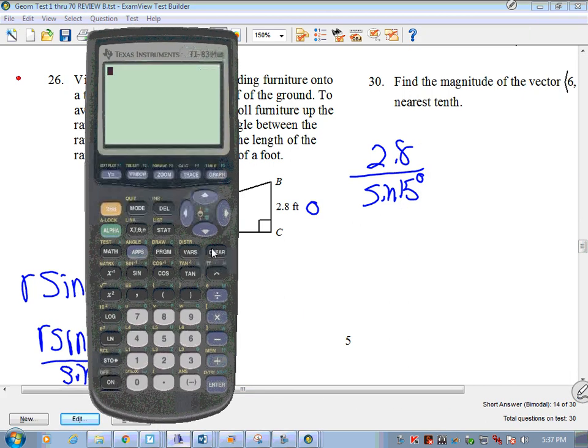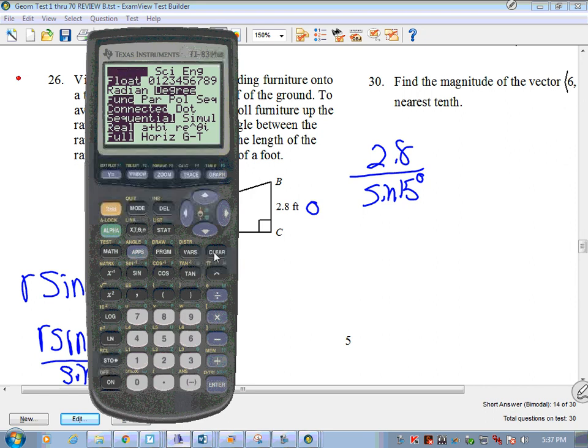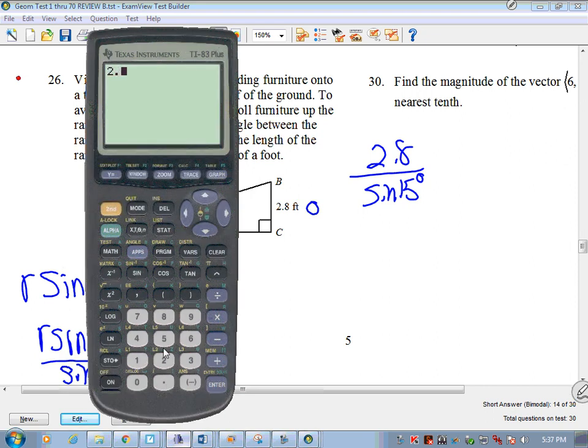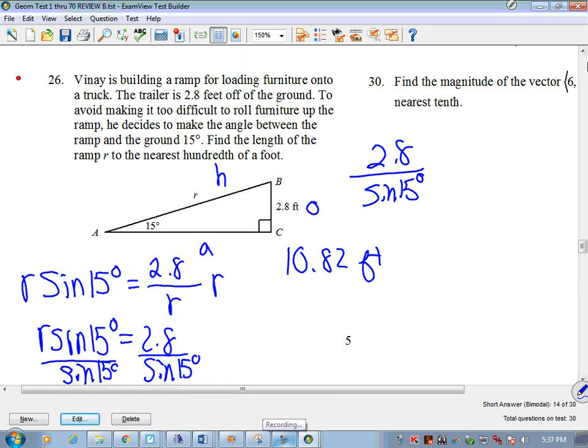Okay, we're going to check our mode real quick. Mode is in degrees, great. 2.8 divided by sine 15. Okay, we get 10.8. They want it to the nearest, I believe they say nearest hundredth of a foot. So we're going to say 10.82 feet is the length of that ramp. Okay, 10.82 feet. Okay, nearest hundredth of a foot.